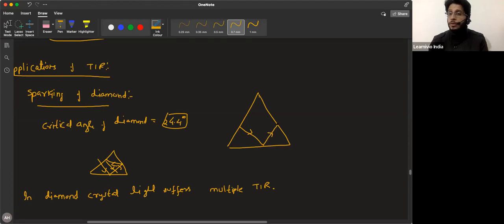Then it again undergoes TIR. Again, it will remain inside. Then it will again undergo TIR and remain inside. So this light ray gets trapped inside the diamond. It can't move outside the diamond. That's why it seems sparkling. So the sparkling of diamond is due to TIR, the first application.